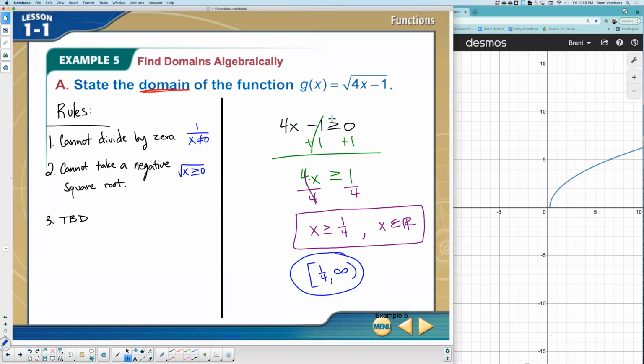Yes. Step 1 was to figure out what type of symbol to compare that inside of the square root with 0. And the answer was a greater than or equal. That was step 1. Step 2 was to add 1 to both sides. Step 3 was divide by 4. And we had our answer. 3 steps. Let's do it again. Same 3 steps.